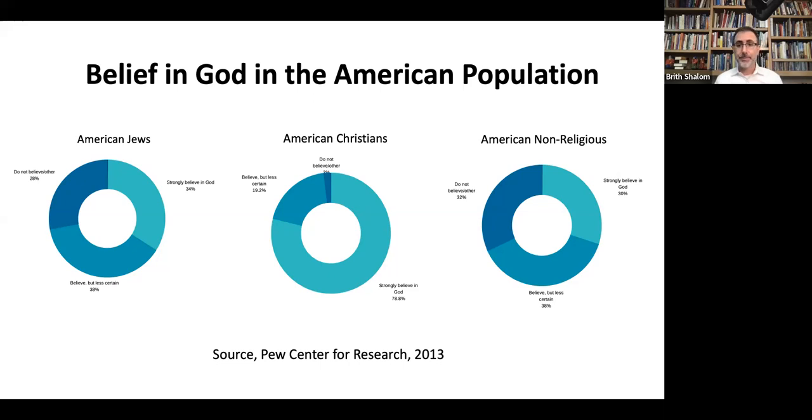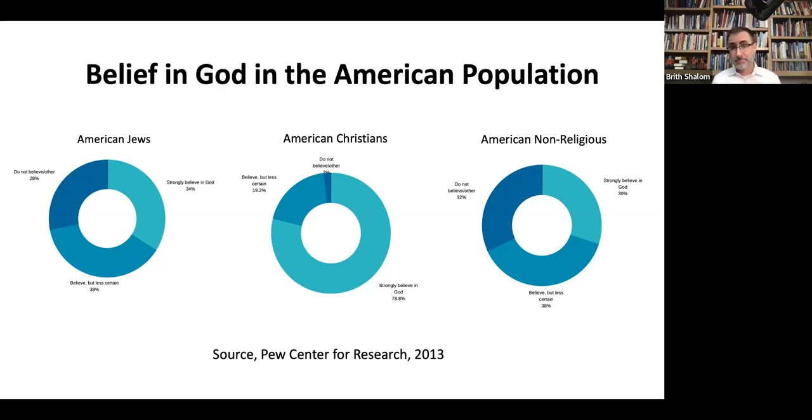Now we have one more category, which is American non-religious. These are the people that say, are you religious or not? Are you a member of a faith or not? And the answer is no, I'm not religious. So it's a little confusing, and we'll talk a little bit about that. American non-religious, they don't have a faith. They don't have a system or a structure.